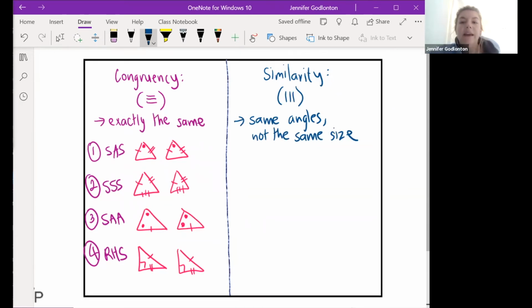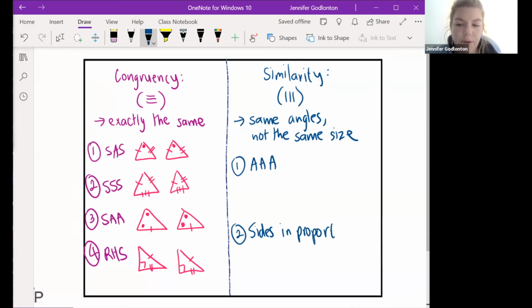Okay, and for similarity, we only have two cases. Case one is AAA. Case two is sides in proportion, and you can just say prop. If we are looking at AAA, they have to tell you that there are three angles that are the same as each other, or you could work out that they are the same as each other.